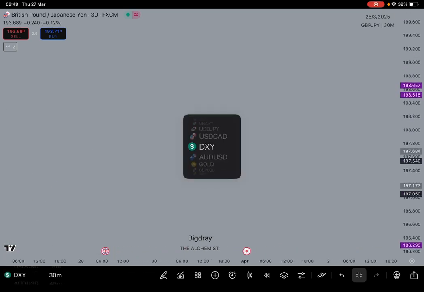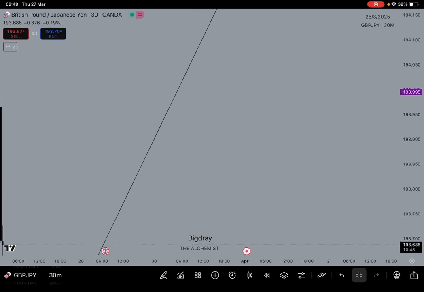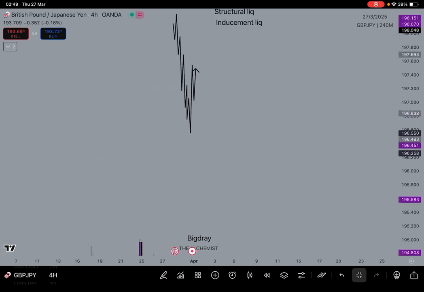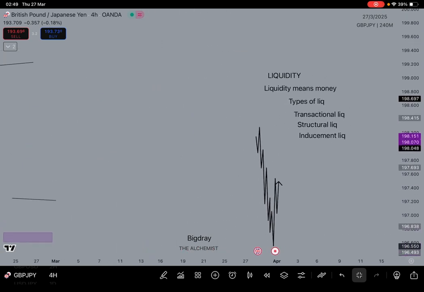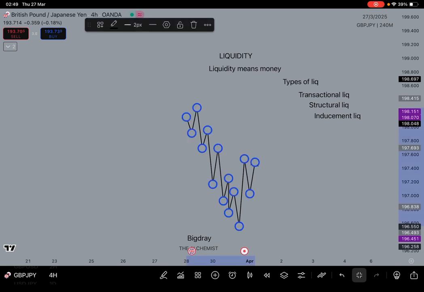This is not the GBPJP. Let me go and look. This is the GBPJP, 4 hours. Where were we? Yeah, right here. So that is about structural liquidity.